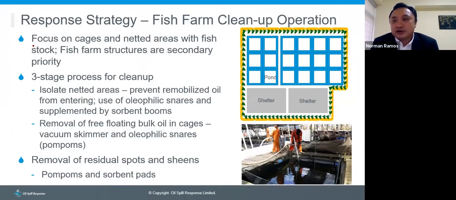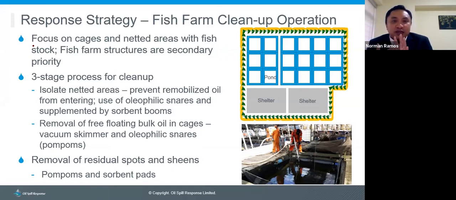So how did OSRL respond to this type of scenario? There are three areas where Oil Spill Response Limited focused their strategy. The first area is the fish farm cleanup. The second area is the offshore containment and recovery. And the third is the shoreline cleanup. Although we did start the shoreline cleanup, most of it was done by the contractors of MPA, the Maritime and Port Authority of Singapore, and NEA, the National Environment Agency of Singapore.